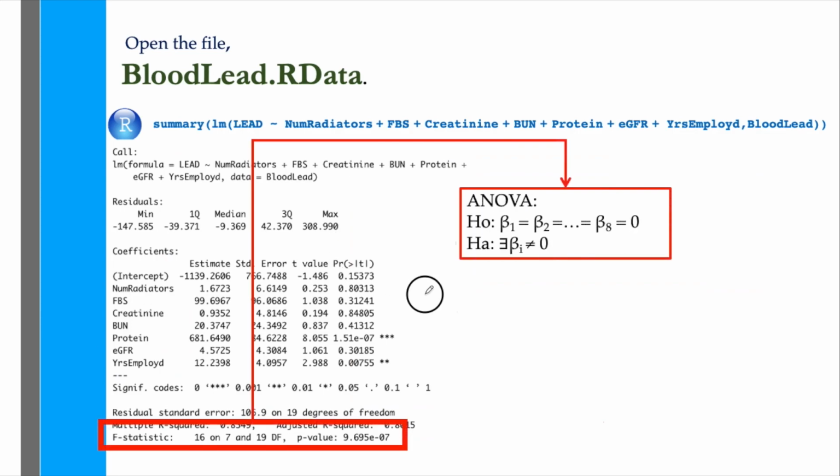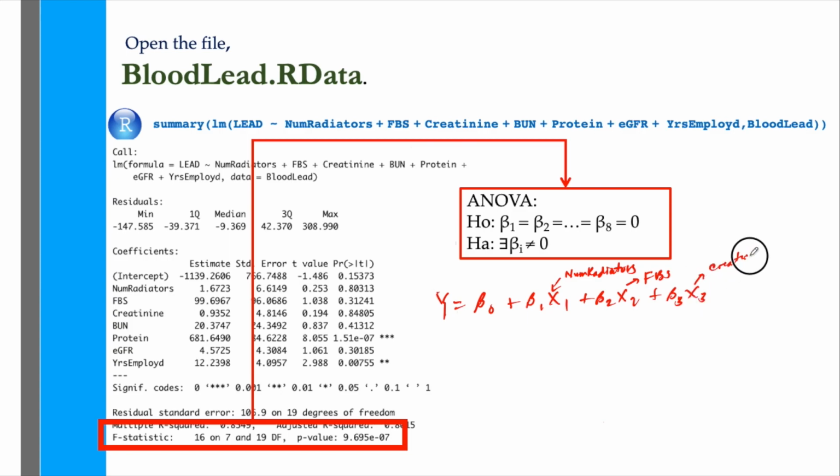So since our linear regression model is that the blood lead is equal to the y-intercept beta 0 plus beta 1 x1, in which your x1 is the number of radiators, plus beta 2 x2, in which x2 may be, let's say, FBS, plus beta sub 3 x sub 3, in which x sub 3 is your creatinine, and so on until you have beta sub 7 x sub 7, in which your x sub 7 is, let's say, years employed, plus some epsilon.